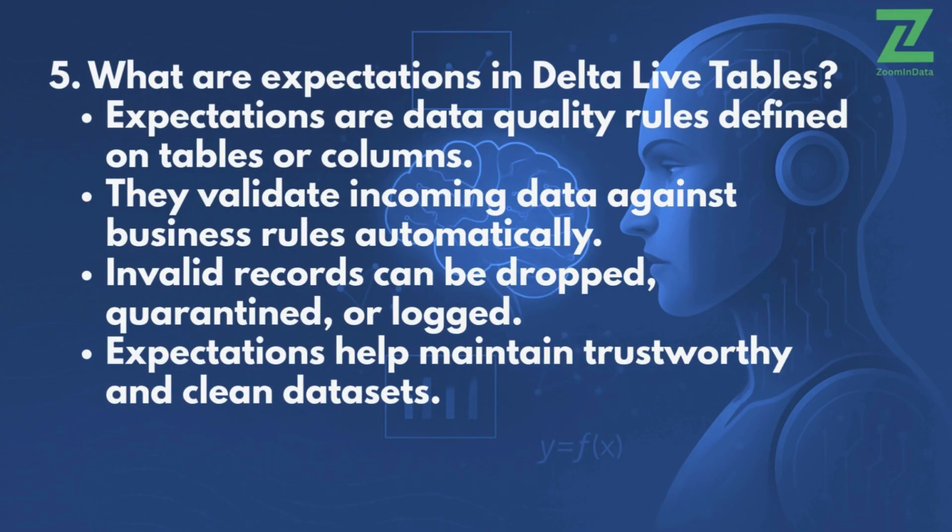What are expectations in Delta Live Tables? Expectations are data quality rules defined on tables or columns. They validate incoming data against business rules automatically. Invalid records can be dropped, quarantined, or logged. Expectations help maintain trustworthy and clean datasets.